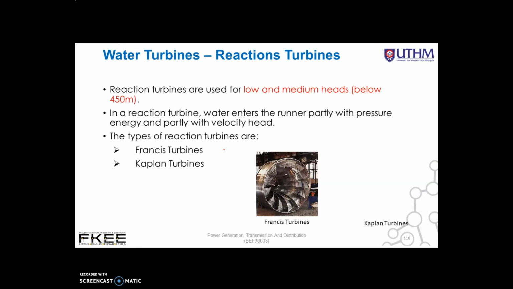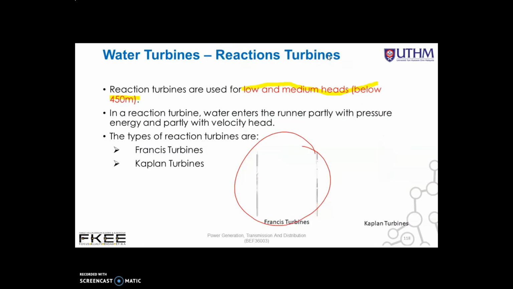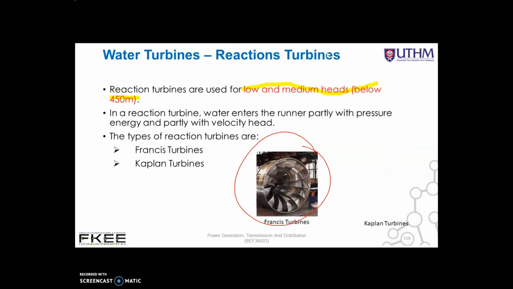Next is the reaction turbines. This is the figure of the reaction turbines. Reaction turbines are used for low and medium heads, which is below 450 meters. So if it is greater than 450 meters, we use the impulse turbines. But if low and medium heads, we use the reaction turbines.